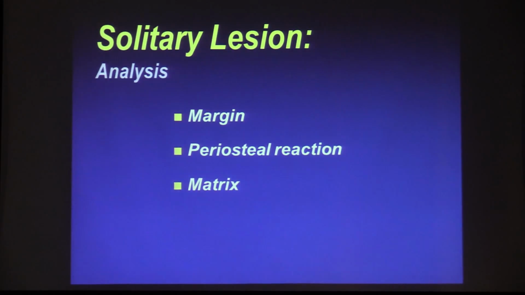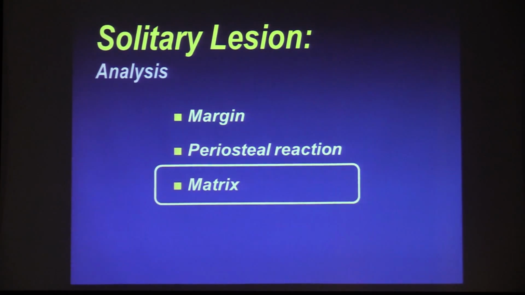Now, when we look at a solitary lesion of bone, as radiologists, we typically talk about margin and periosteal reaction and matrix. Matrix is a key to the underlying histology. When we analyze that pattern of bone mineralization for cartilaginous or osseous structures, we can even use it on MR when we look for myxoid matrix or fibrous matrix within a lesion.